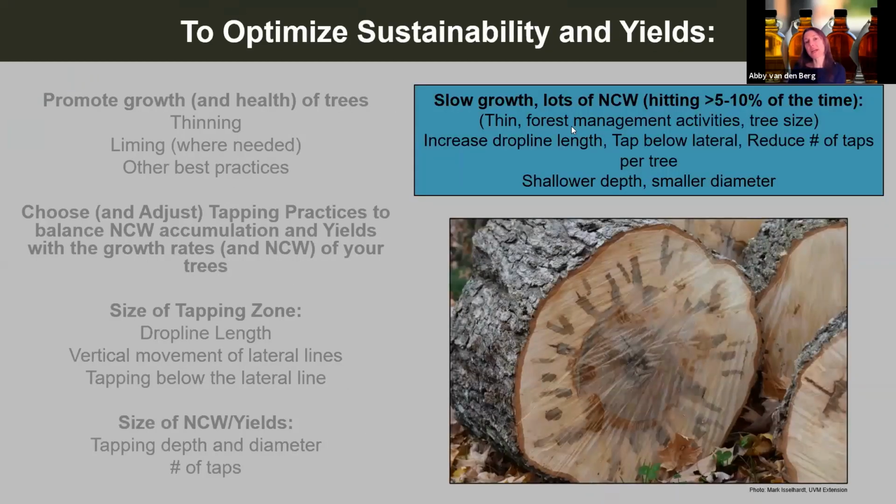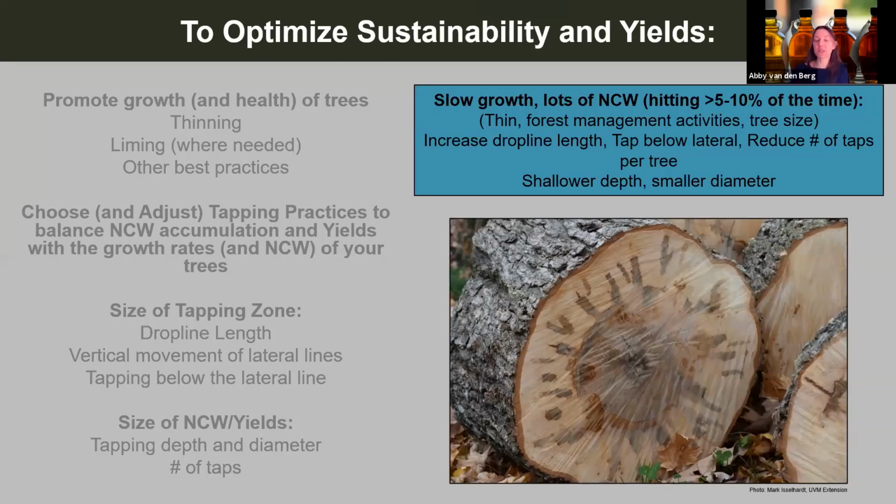So in a real world situation, if you've got slow growth and you're hitting non-conductive wood relatively frequently, so more than 5 or 10% of the time, obviously the first thing you're going to want to think about is doing some thinning and promoting the growth of your crop trees. But first things first: increase the drop line length, tap below the lateral, probably reduce the number of taps per tree. We've seen, especially with smaller tree sizes and higher levels of vacuum, this is probably the least impactful of those tapping practices on yield.